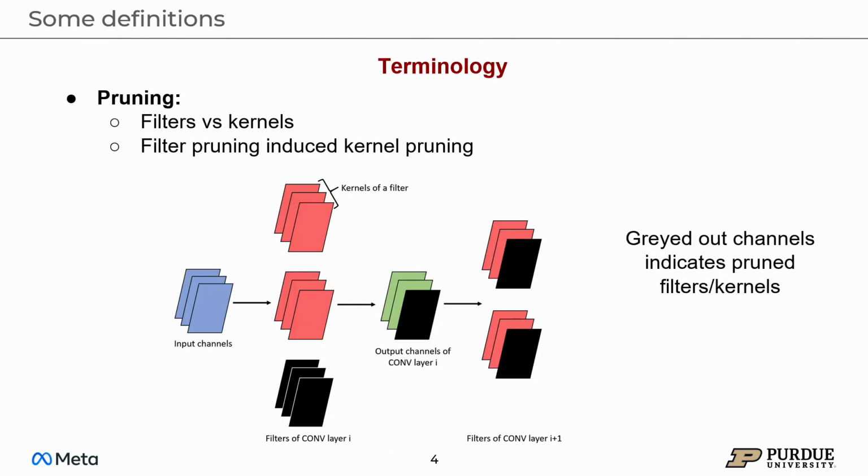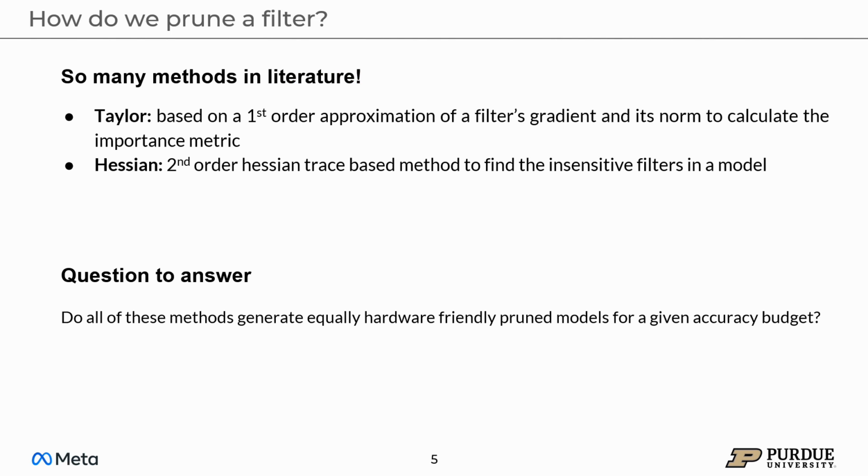Before I dive into my talk, I want to make a few terminologies clear. This is a simple example of a single layer of a network, a CNN layer. What we call a kernel is one channel of a filter, and as a consequence, a collection of kernels is basically a filter. If you prune away a whole filter, the subsequent channel of the following layer and the subsequent kernel of the following filter will also get pruned out. So how do you prune a filter?